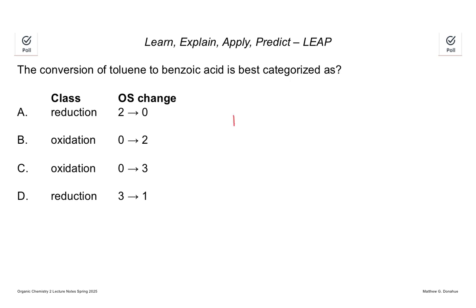So toluene, so that's methylbenzene, going to benzoic acid. The carbon is starting at oxidation state 0, and it's ending up at 3. So since it's increasing, it's an oxidation. So we're going 0 to 3.